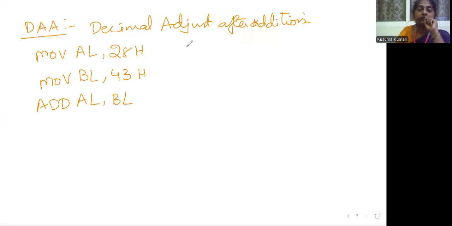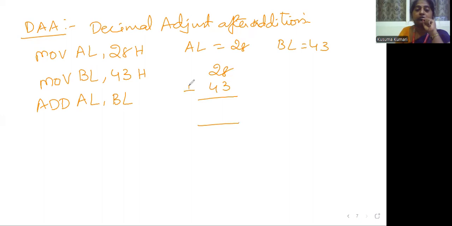Then what happens here? AL is equal to 28, BL is equal to 43. Then 28 plus 43. How much is it? 8 plus 3, that is 11. 11 means it is B. 2 plus 4, that is 6. Okay, 6B hexadecimal number. This hexadecimal number is converted to a decimal number.